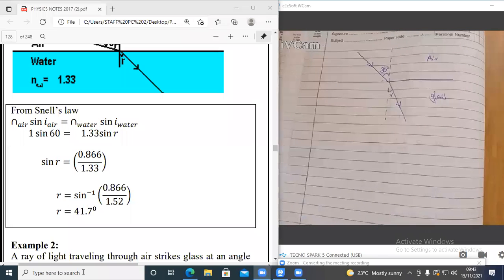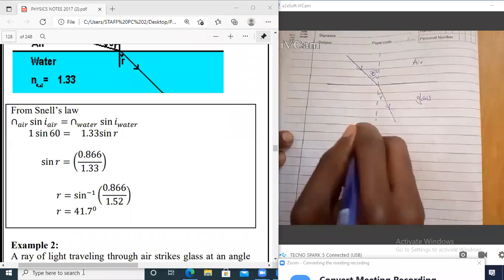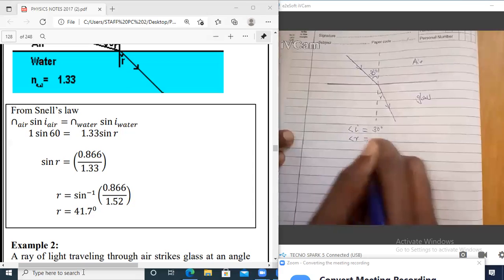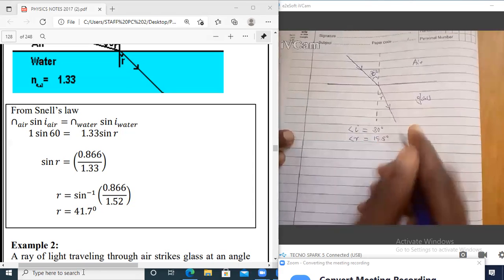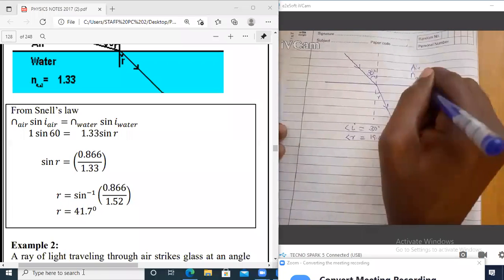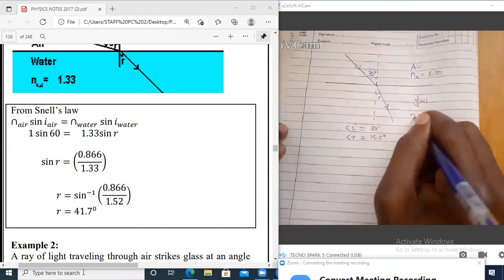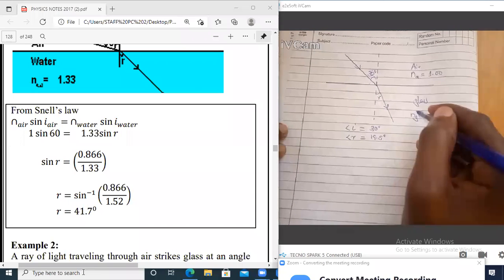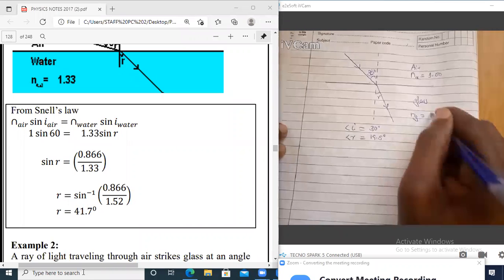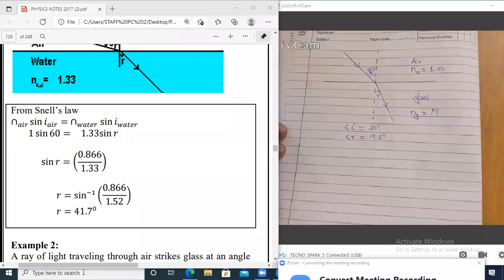So even our I was 30 degrees. Then the angle of refraction was also given to be 19.5. They want us to find the refractive index of glass. So this is NA, which we know is 1.00. But we are assuming that we don't know the refractive index of glass. We want to prove it by calculation.